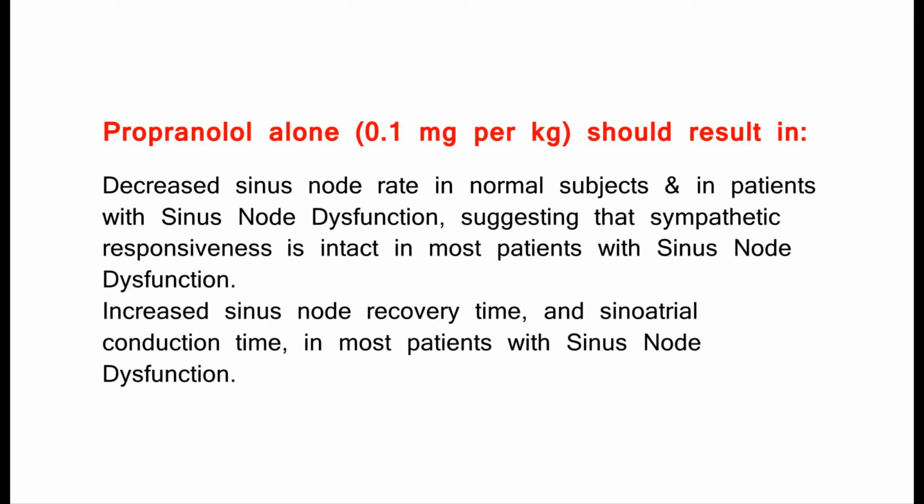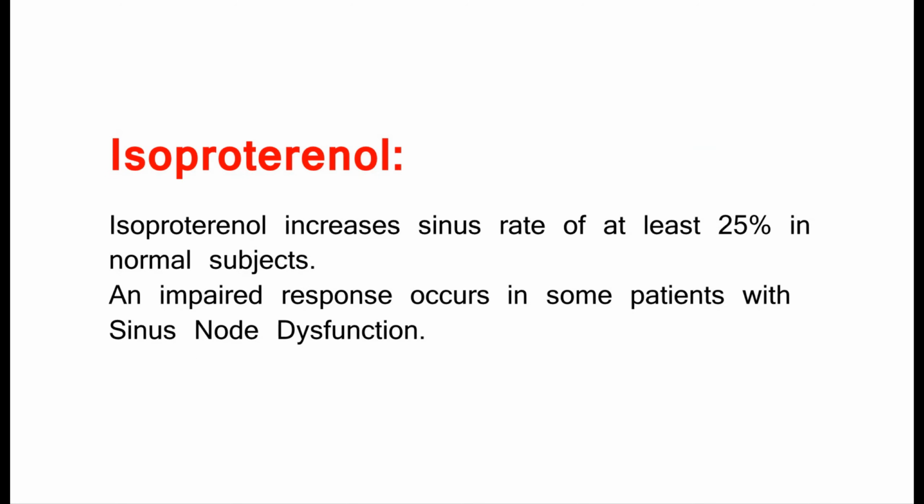Propranolol alone, 0.1 mg per kg, should result in decreased sinus node rate in normal subjects and in patients with sinus node dysfunction, suggesting that sympathetic responsiveness is intact in most patients with sinus node dysfunction. Increased sinus node recovery time, and sinoatrial conduction time, in most patients with sinus node dysfunction.